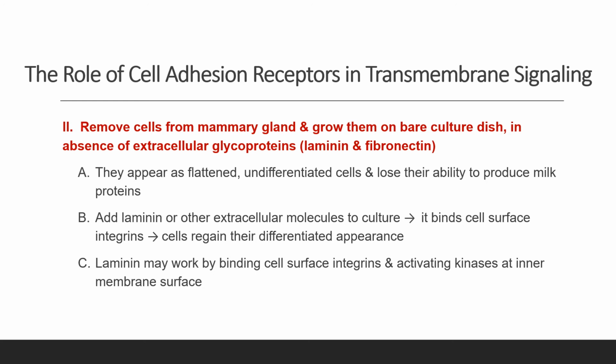So remove cells from the mammary gland and you could actually grow them on a bare culture dish. In the absence of the extracellular glycoproteins laminin and fibronectin, they appear as flattened and undifferentiated cells and lose their ability to produce milk proteins. So if you add laminin or other extracellular molecules to the culture, it binds cell surface integrins, and then in return, cells regain their differentiated appearance. So laminin may work by binding cell surface integrins and activating kinases at the inner membrane surface.